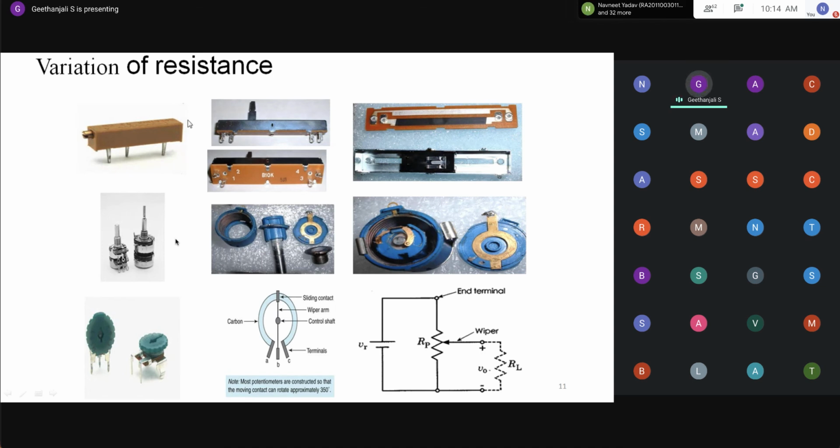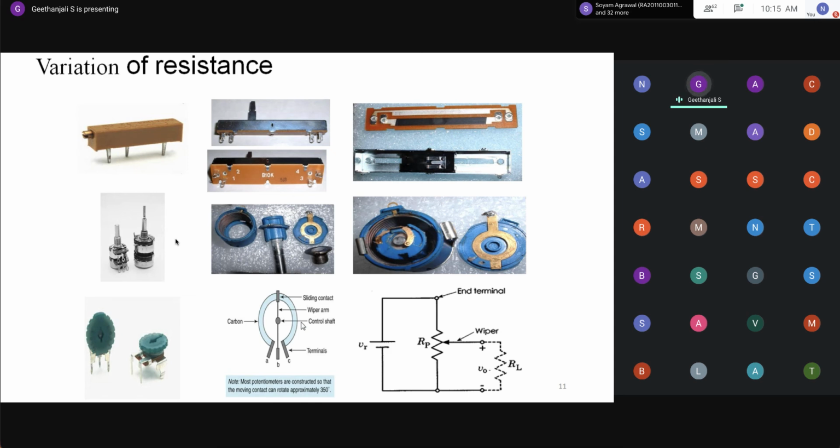You can obtain the variation in the resistance under the category of the displacement transducers. So there will be the wiper. It is used to vary the resistance of the RP. What happens here is there will be the sliding contact, the wiper arm, the control shaft, the terminals, and the carbon. By using these arrangements alone, we are varying the resistance and obtaining the energy conversion from one form to another form.